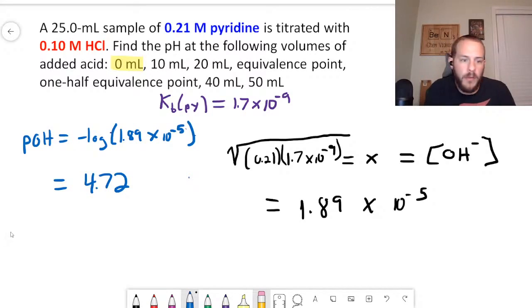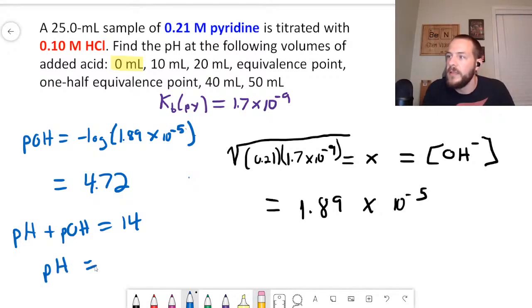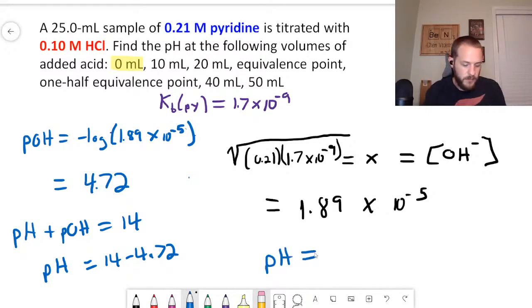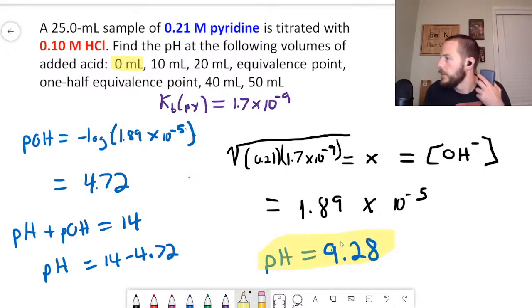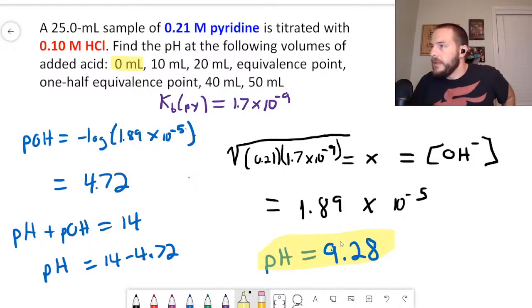And we also understand, or at least we should, that the sum of pH and pOH is equal to 14, right? So to get pH, all we have to do is take our pOH and subtract it from 14, right? So 14 minus 4.72, and that gives us a pH of 9.2. So that's the initial pH, right?